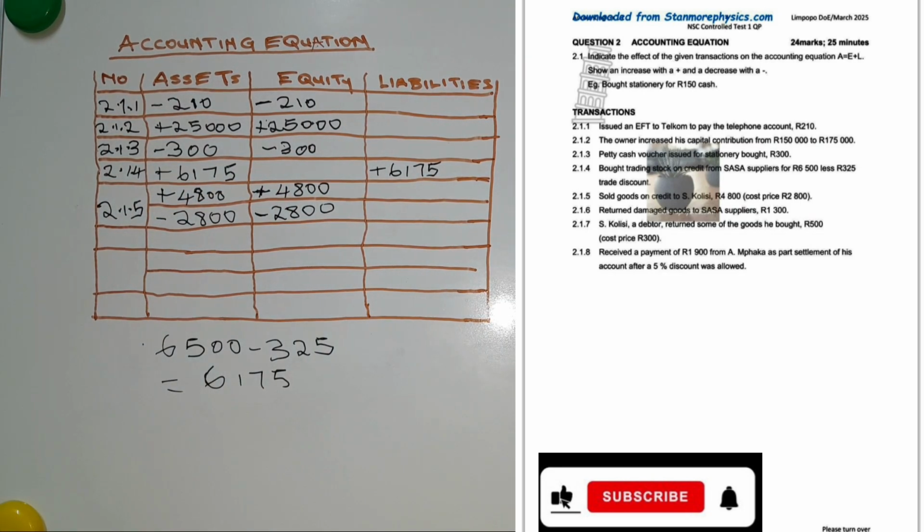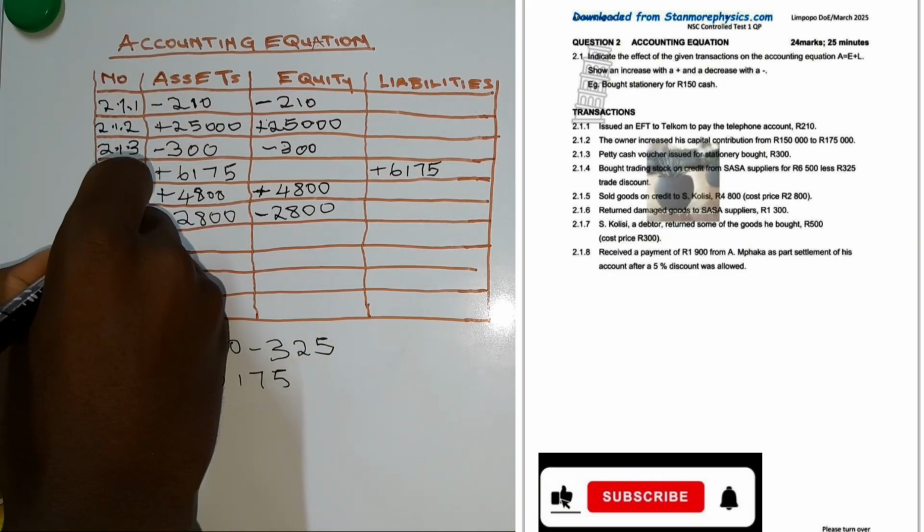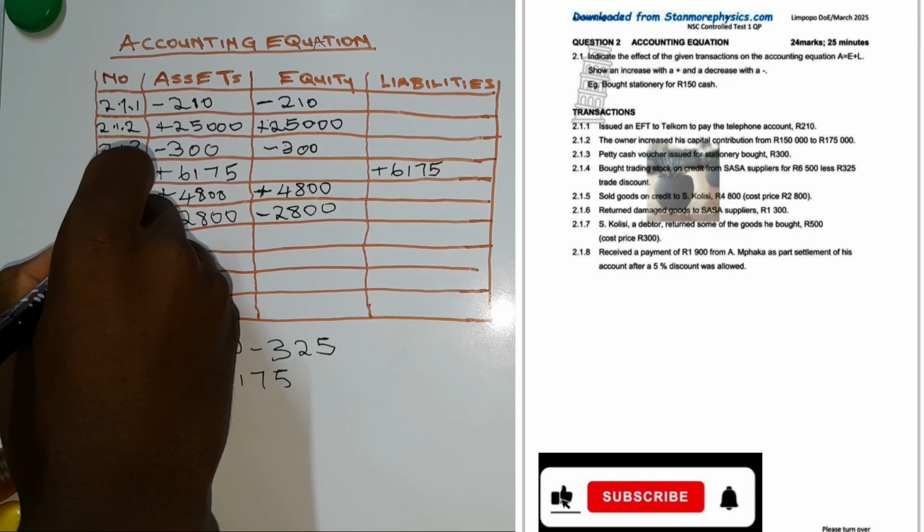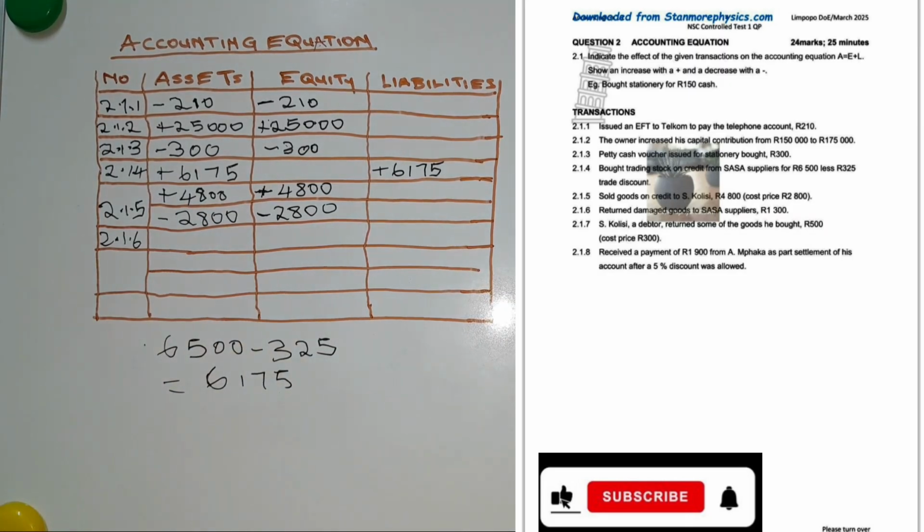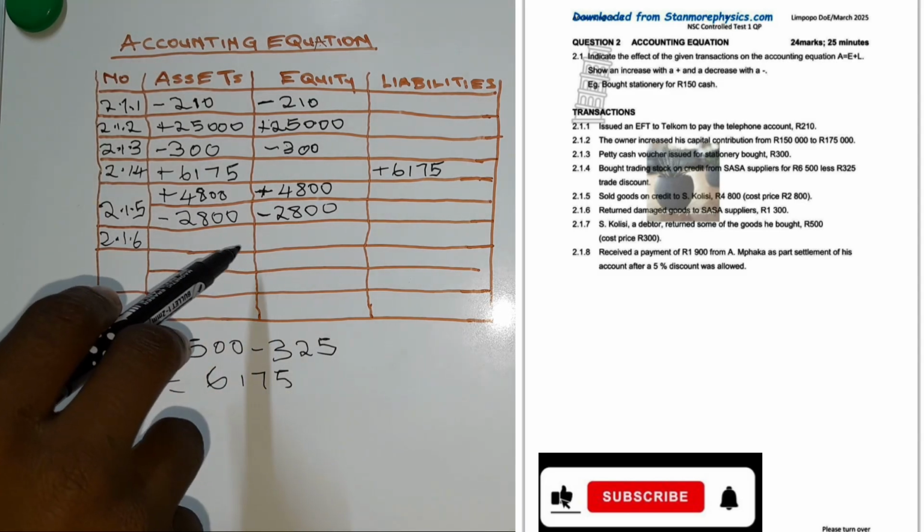Then we go to number 6, which is 2.1.6. Return damaged goods to SASSA suppliers for 1,300. Okay, we return goods to SASSA supplier here. And obviously, guys, this one is going to affect two accounts, which are assets and liabilities. Why assets and liabilities? Since we are returning goods, which is trading stock, which falls under assets. So meaning our assets are going to decrease by 1,300.